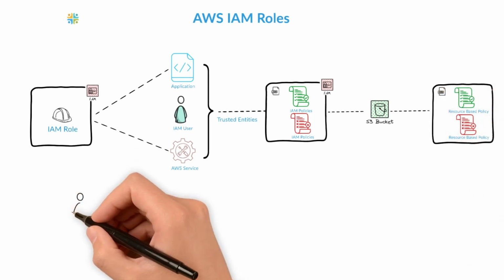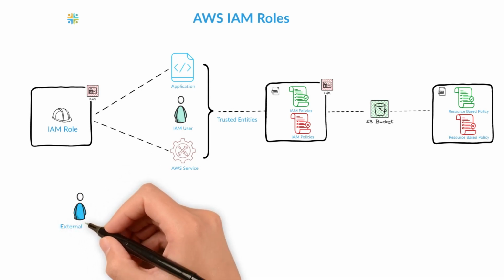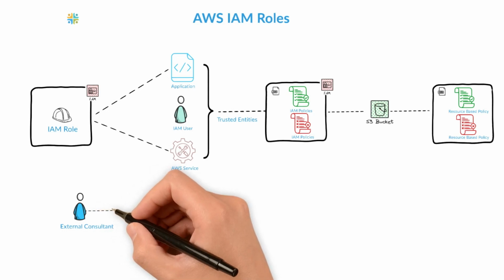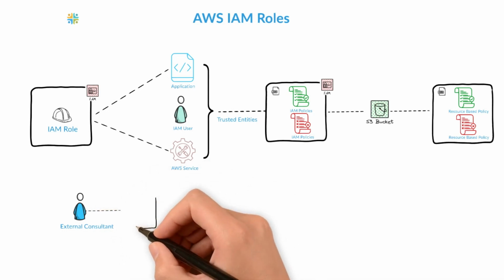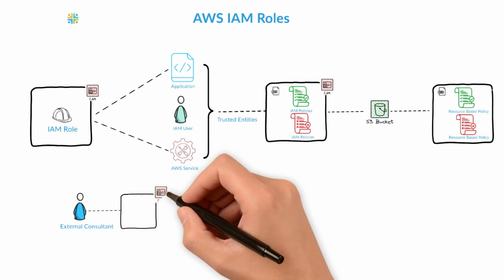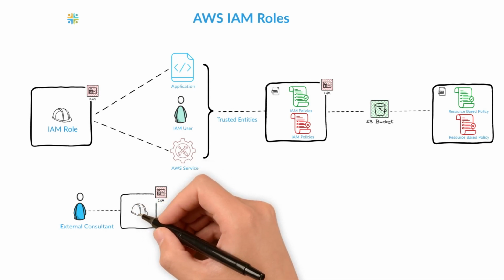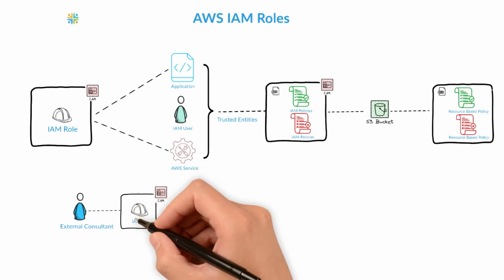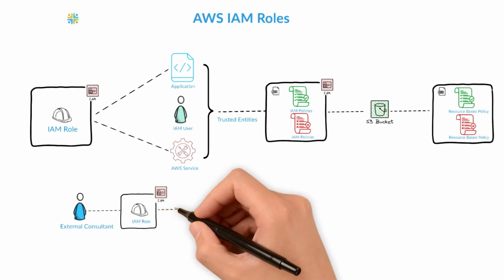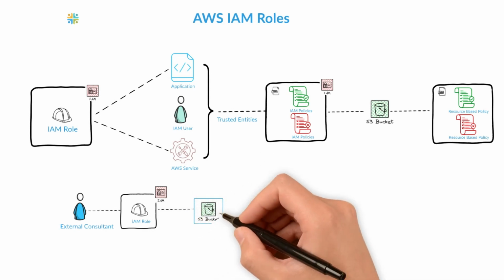To better understand this, let's look at an example. Imagine an external consultant you hire to help you on a project. You don't add an external party into your internal user group because that would not satisfy the security best practice of the least privilege model. Instead, you can create an IAM role, and they can assume that role and gain access only to certain resources that you define in your policies.